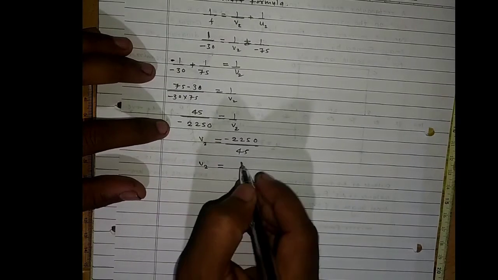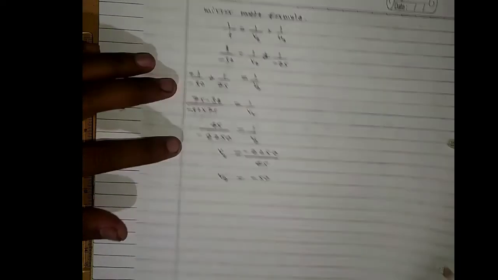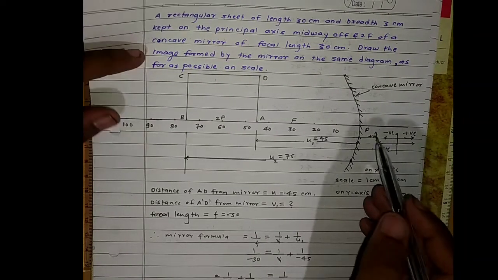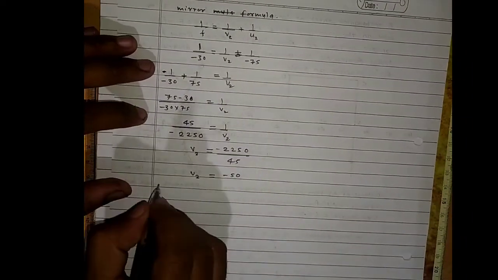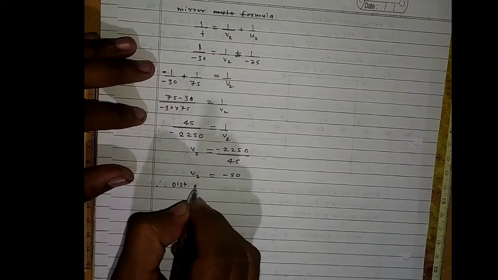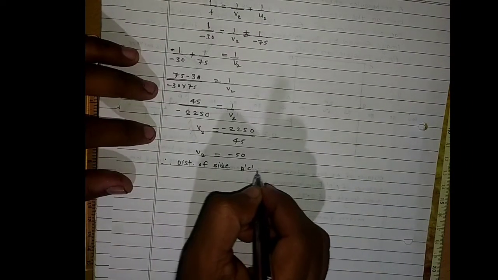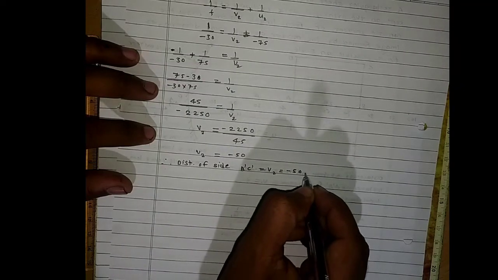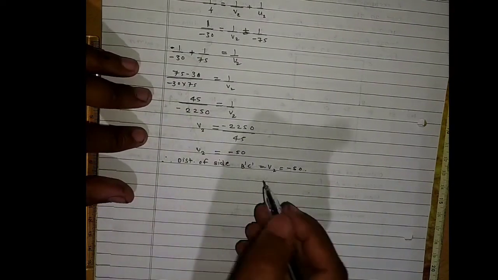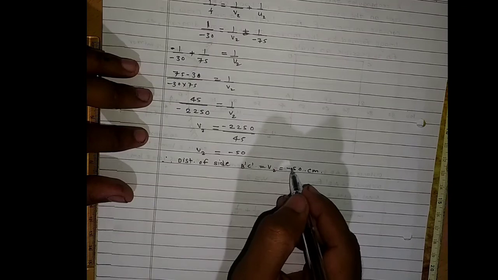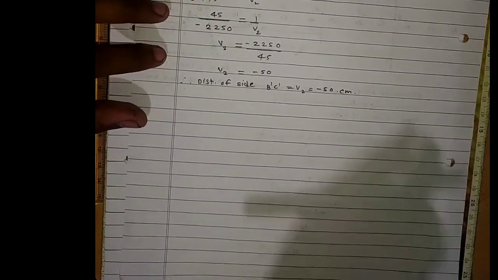Now how much is the value? It is -50, minus, which means it is on the left side of the mirror. We know that for sign convention, if anything goes on the left side, it is minus. So if you get v as minus, it means the image is formed on the left side of the mirror. That is nothing but the distance of the image for side BC, so that is b dash c dash, v2 is equal to -50. So the distance of the image is -50 centimeter, or you can say the distance will be 50 centimeter.